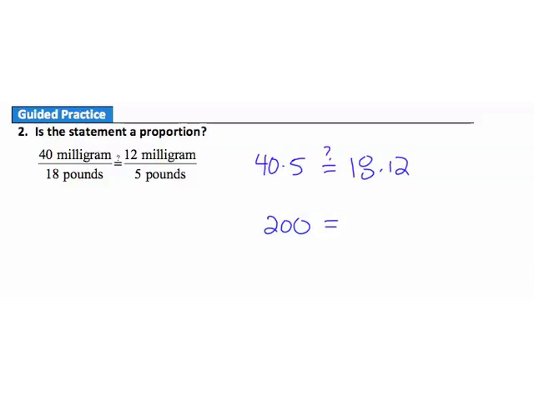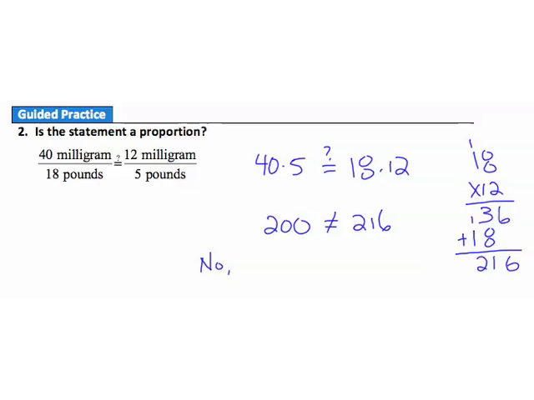18 times 12, we'll have to use some scratch paper for that. So we'll go 18 times 12. 2 times 8 is 16, carry the 1. 2 times 1 is 2, plus 1 is 3. And then when we multiply 1 times 18, we'll just get 18. So we have 6, 11, carry the 1, 216. And you can see that these cross products are not equal. So therefore, our original statement was not a proportion. So we would say no, it is not a proportion.